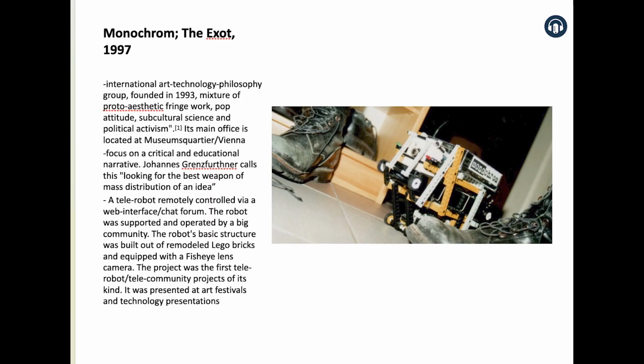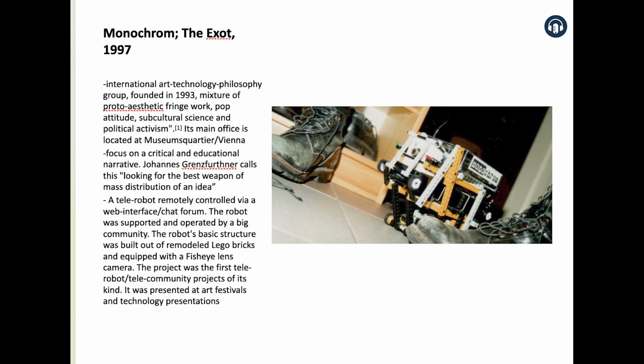And here we move to Austria with Monochrom, from 1997, an international art, technology and philosophy group founded in 1993, a mixture of proto-aesthetic French work, pop attitude, subcultural science, and political activism. The main office is located at Museumsquartier in Vienna. They focus on a critical and educational narrative. Johannes Grenzfurthner calls this looking for the best weapon of mass distribution of an idea.